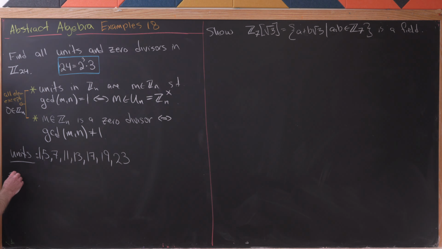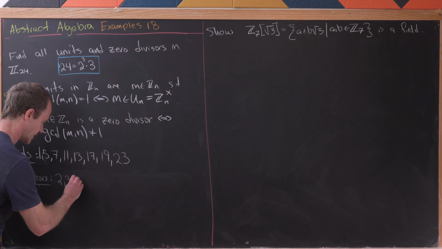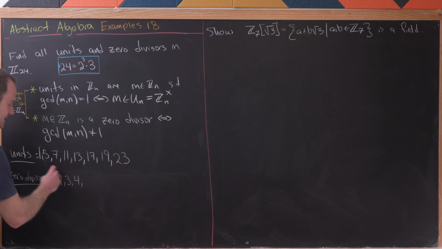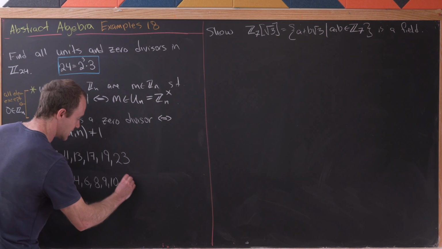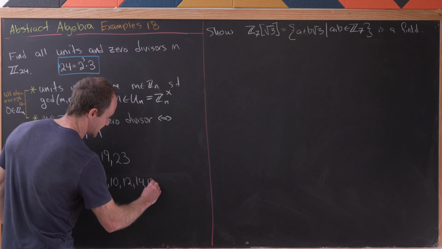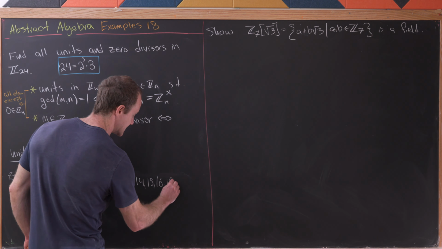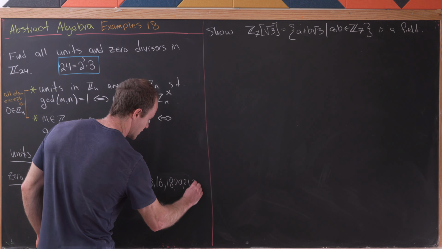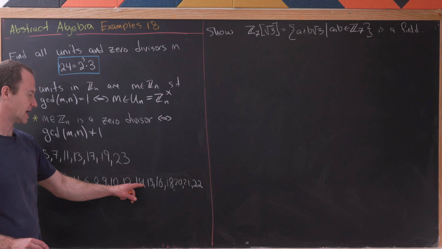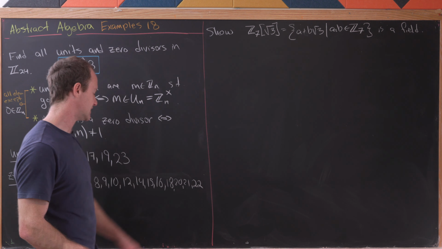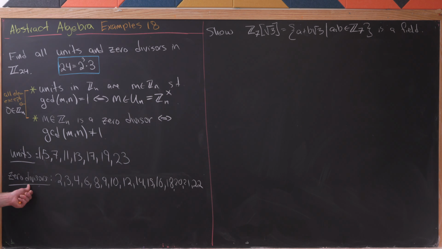And then let's see the 0 divisors. The 0 divisors, like I said, will just be everything else. So we'll have 2, 3, 4, no 5 because that's here. Then we'll have 6, no 7, but we'll have 8, 9, 10, 12, 14, 15, 16, 18, 20, 21, and 22. So let's count up the total. We have 1, 2, 3, 4, 5, 6, 7, 8, 9, 10, 11, 12, 13, 14, 15. We have 15 0 divisors.